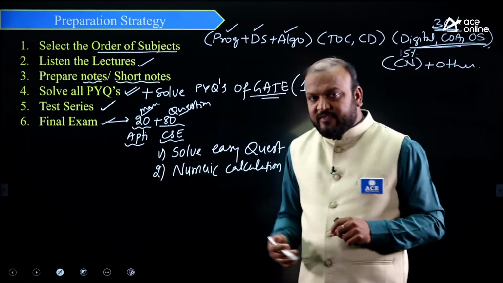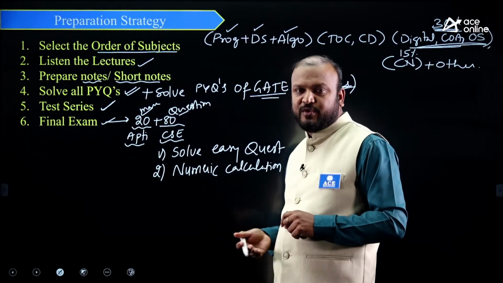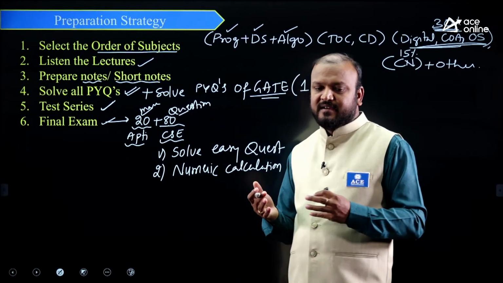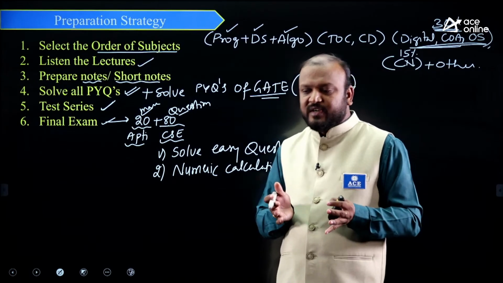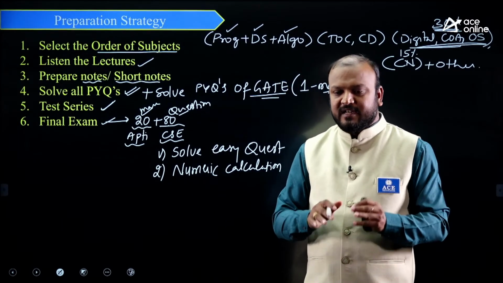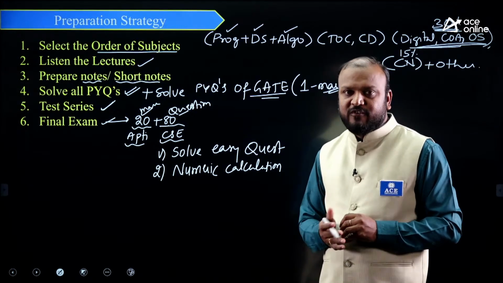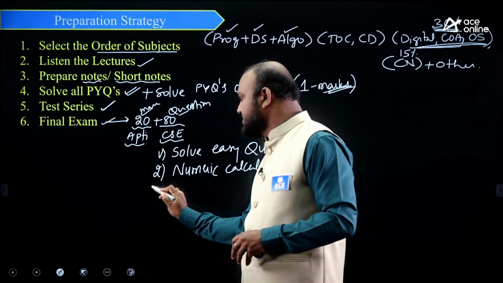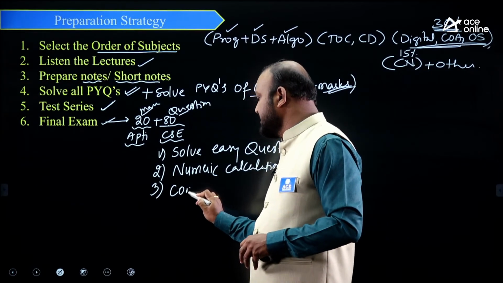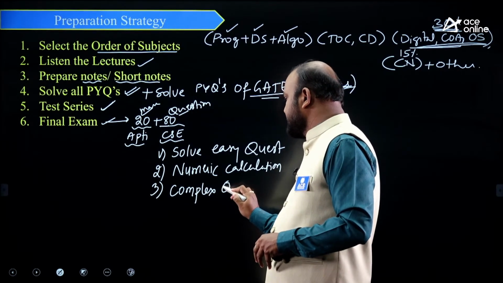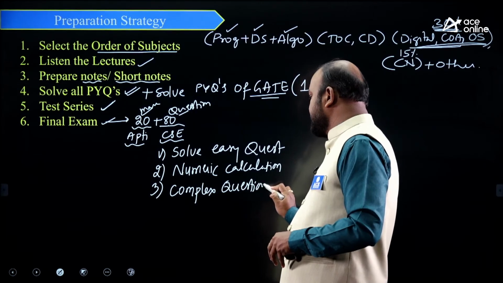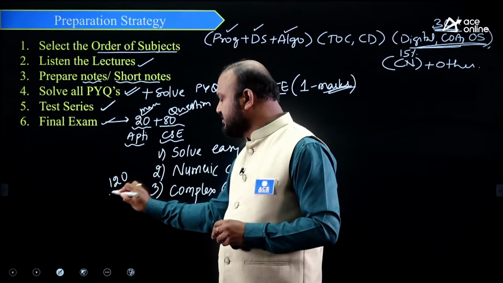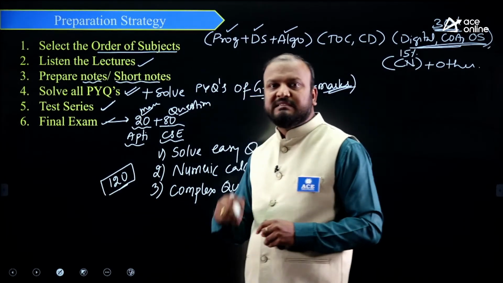And suppose you are solving some question with numeric calculations, and you are not able to crack the question properly, you are confusing with the question, or you are deviating from the actual answer and not able to get the proper answer, don't put much effort into that question. Please leave the question and solve such complex questions in the third iteration. So in these 120 minutes, you have to see the paper in 3 iterations.